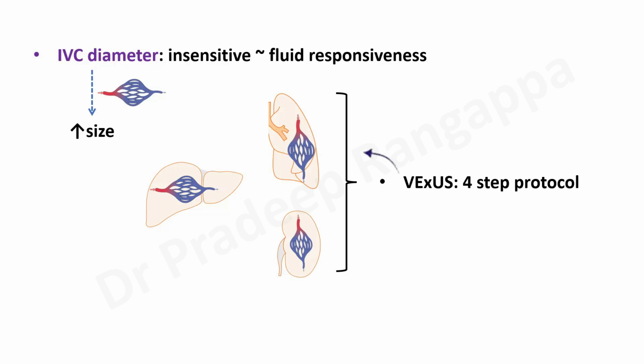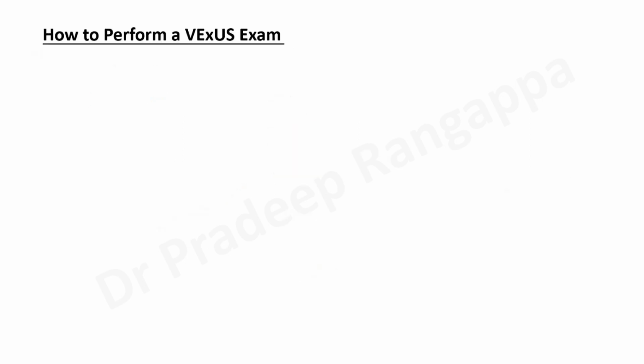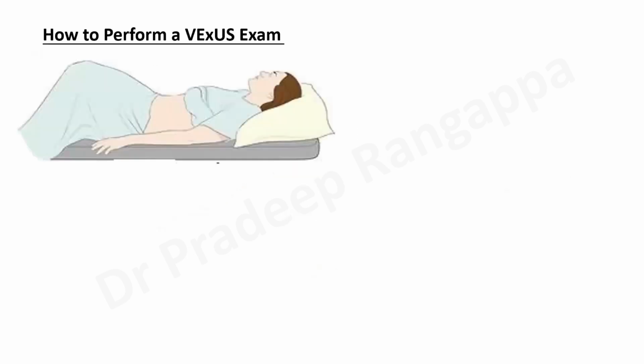These are the variables that we take, and we derive a certain score, which we call the VExUS score. So how do we perform a VExUS exam?